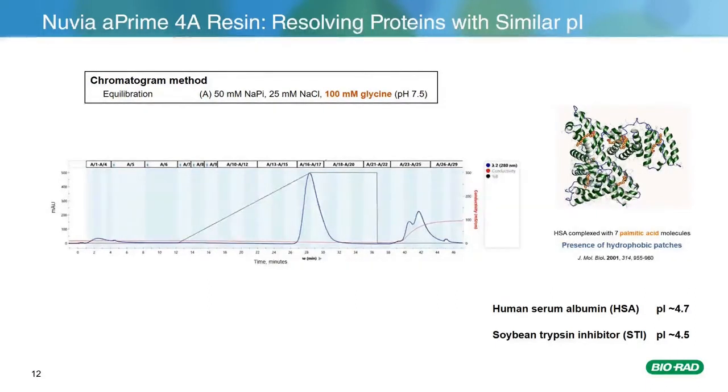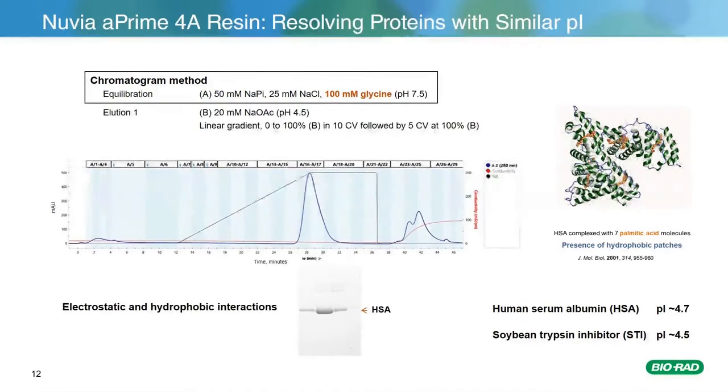Here, we have a pair of acidic proteins, human serum albumin and soybean trypsin inhibitor. Their pIs are essentially the same. Although the crystal structure of HSA does show a few hydrophobic patches, these two proteins are not separated by traditional anion exchangers. They were bound by Nuvia aPrime 4A when the column was equilibrated with a buffer containing 100 millimolar glycine at pH 7.5.